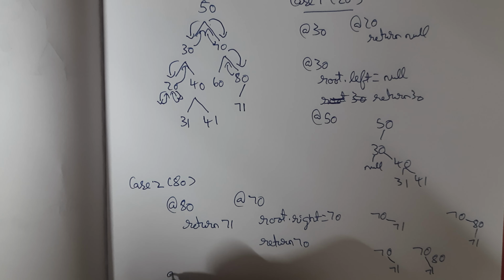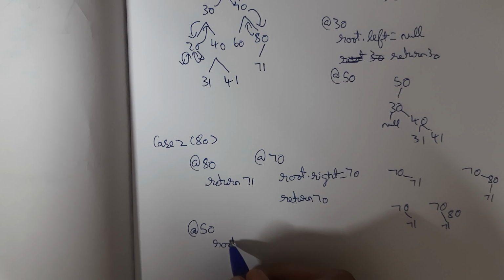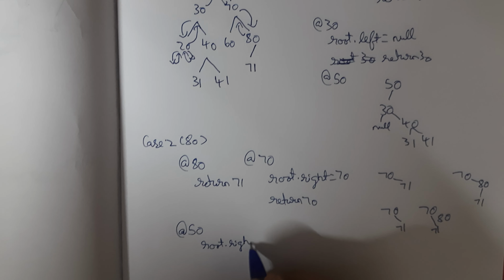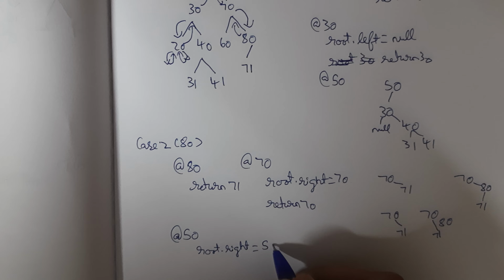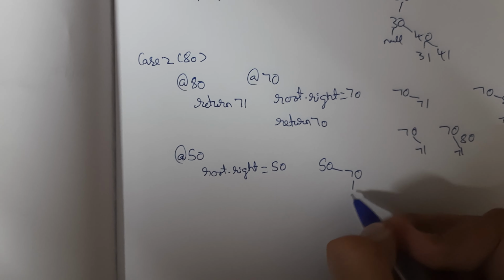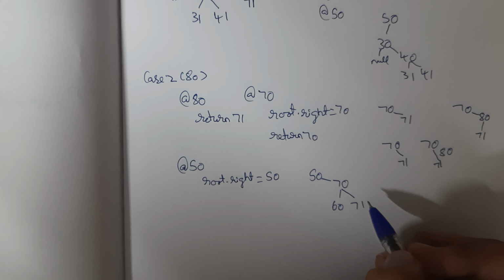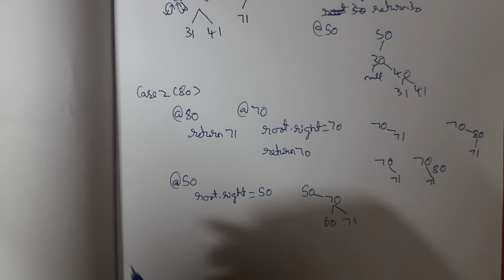So at 50, root.right is equal to 50. So the traversal is 50, 70, 60 and 71. Now 80 is no more here. So that is the second case.